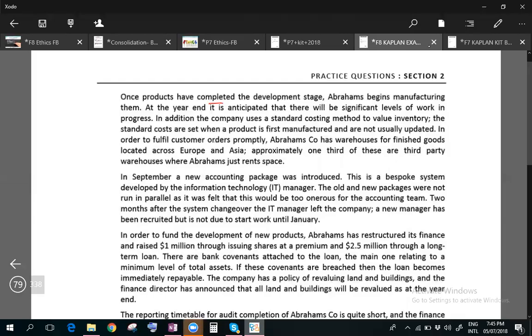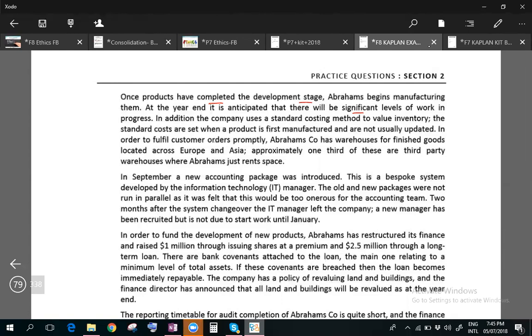Once products have completed the development stage, Abraham began manufacturing them. At the year end, it is anticipated that there will be a significant level of work in progress. Work in progress is actually inventory, and determining its value is a technical thing. There is a risk that the auditor may not be sufficiently qualified to value the work in progress and the inventory may be overstated.